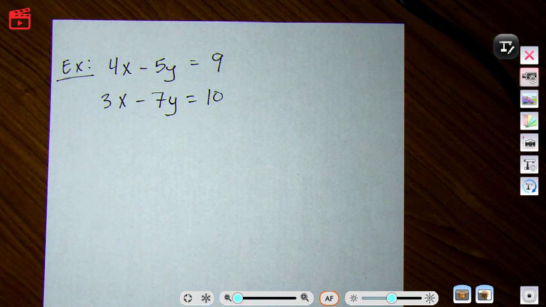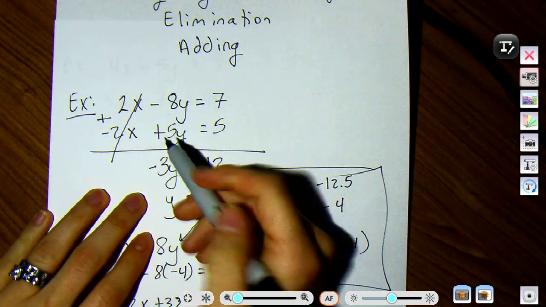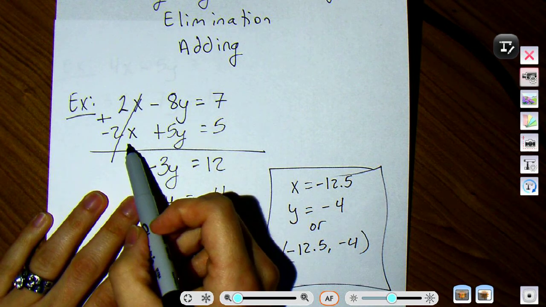But if I just straight up add the equations now, 4x and 3x, that gives me 7x, negative 5y and negative 7y, that gives me negative 12y. So nothing cancels out. So what has to be true for a variable to cancel out? So let's go back to our previous example. Why did the 2x and the negative 2x cancel out?